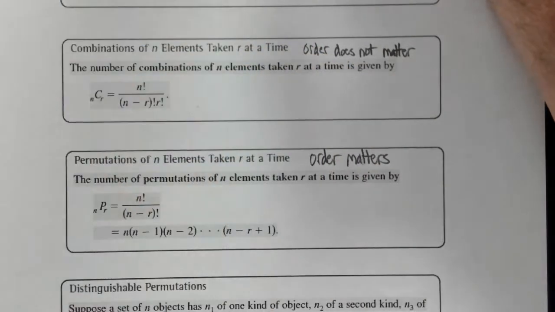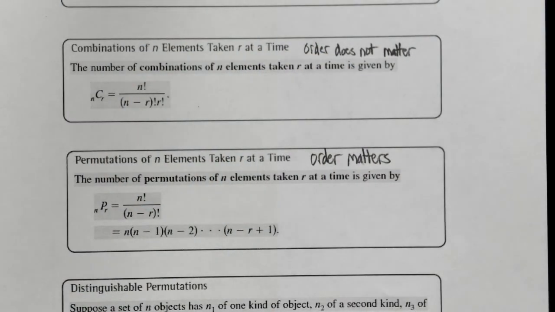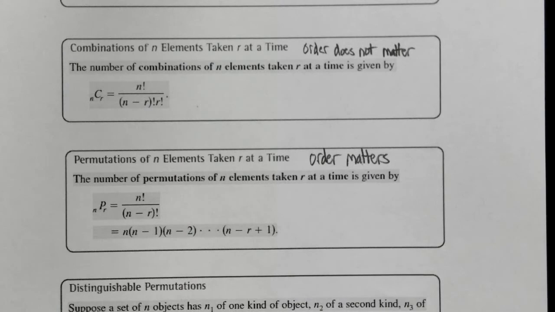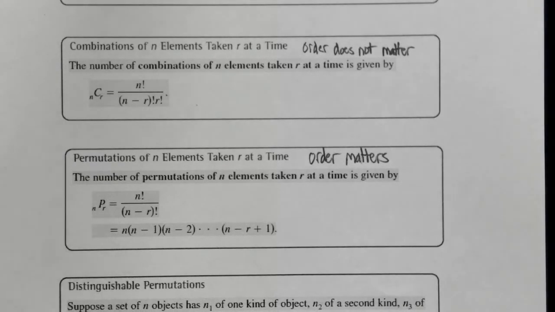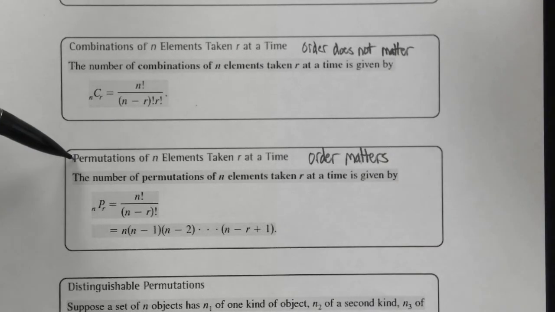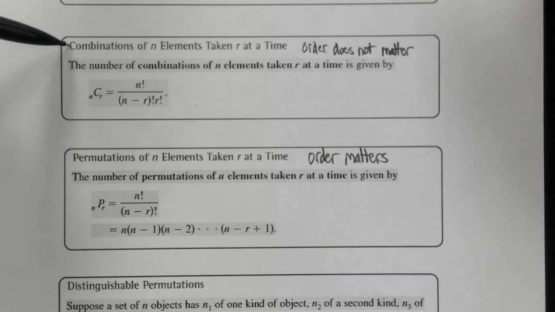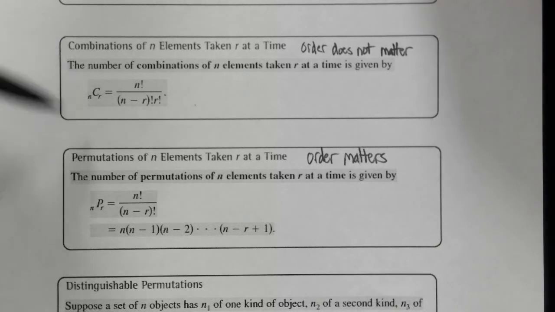So like in a combination, if I have 10 things and I'm choosing 3 of them, it doesn't matter which one I choose first and second. I just need to choose the 3. But in a permutation, if I pick the same 3 objects, whichever one is first, and whichever one is second and whichever one is third matters. The order that I pick them in does matter. Because if I take the same 3 objects and put them in a different order, that is a different permutation, but it's not a different combination. So keep that in mind.